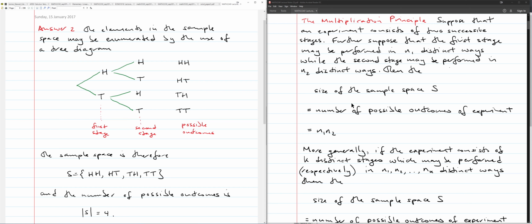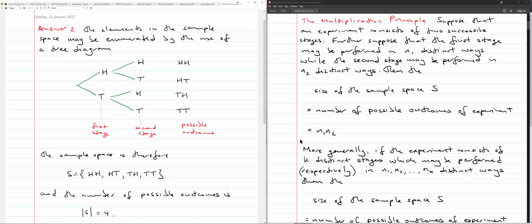The size of your sample space, once you have a two-stage experiment like this, would be n1 times n2. In this case, n1 is equal to 2 and n2 is equal to 2, so the size of your sample space would be n1 times n2, which is 2 times 2, which is 4. And you see 4 possible outcomes over here.